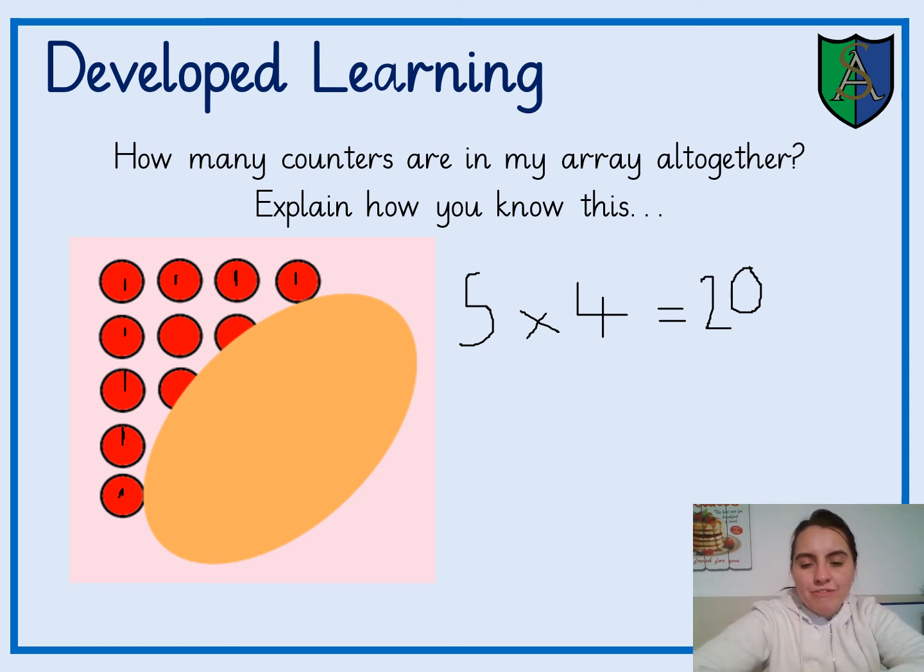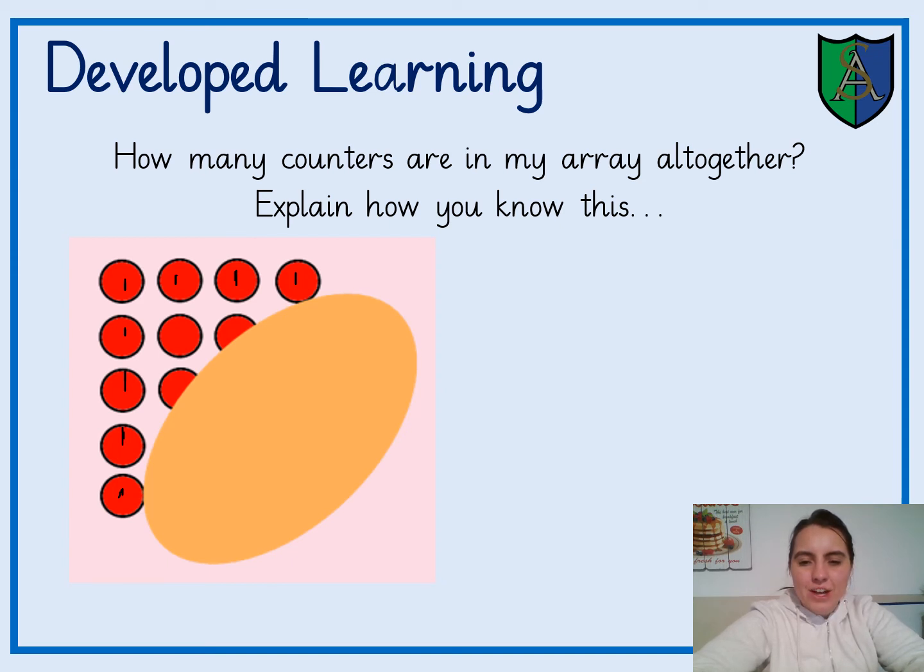So if we know that 5 times 4 is 20, then we also know something else, because we know that multiplication is commutative. So think about what else you also know. If you know 5 times 4 is 20, you know that you can swap the numbers around and find another multiplication equation. Have a go at finding that now.